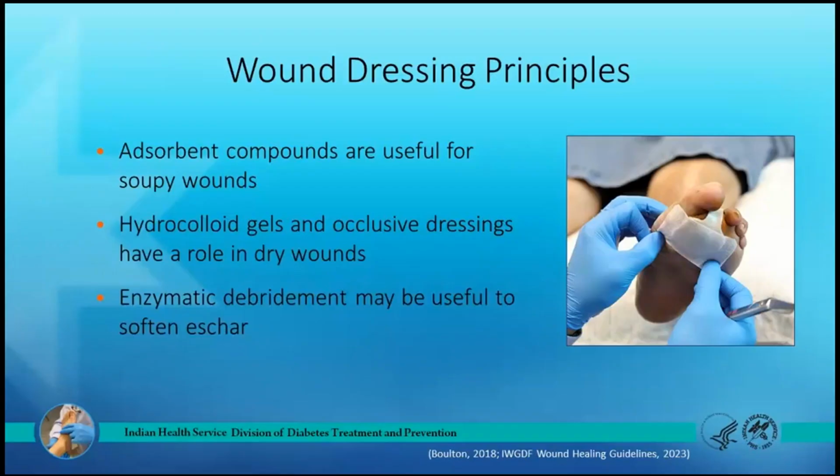Wound dressing principles. Absorbent compounds are useful for soupy wounds. Hydrocolloid gels and occlusive dressings have a role in dry wounds. And of course, enzymatic debridement may be useful to soften eschar.